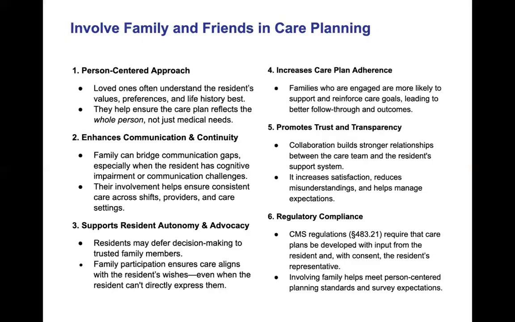It is important to engage families and friends, if appropriate, in the care planning process. It helps with a person-centered approach. Loved ones often understand the residents' values, preferences, and life history best. It enhances communication and continuity. Family can bridge communication gaps and supports resident autonomy and advocacy, because residents might defer their decision making to trusted family members. It often increases care plan adherence.